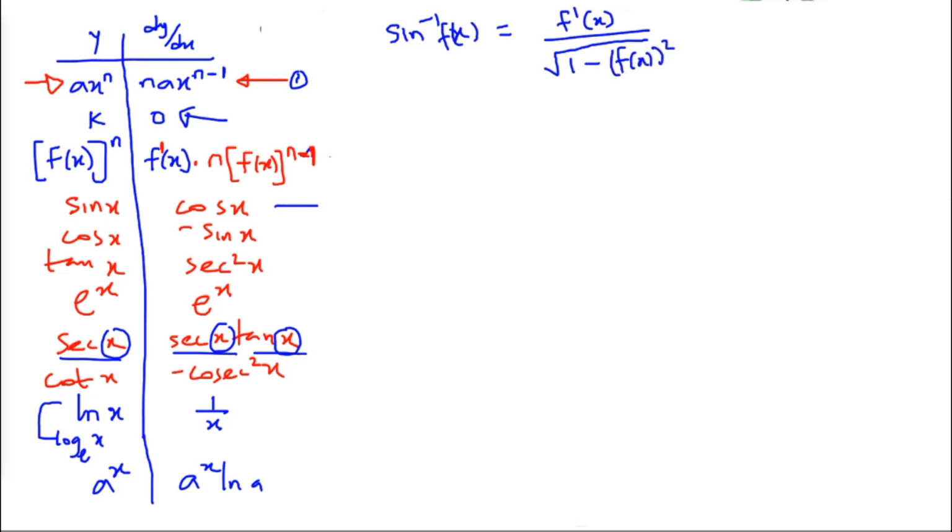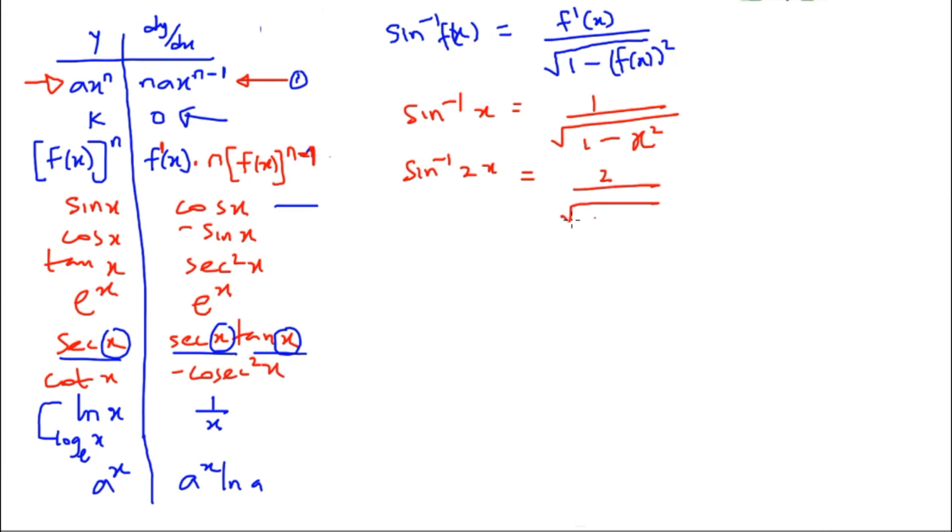So let's say we have arcsine of x. The derivative of arcsine of x will be 1 over square root of 1 minus x squared, simply because the derivative of x is 1. Okay, and this is the original function. So if I had arcsine of 2x or any other function, what I will have at the numerator should be the derivative of 2x, which is 2, upon square root of 1 minus 2x squared, which is the same thing as 2 over square root of 1 minus 4x squared.